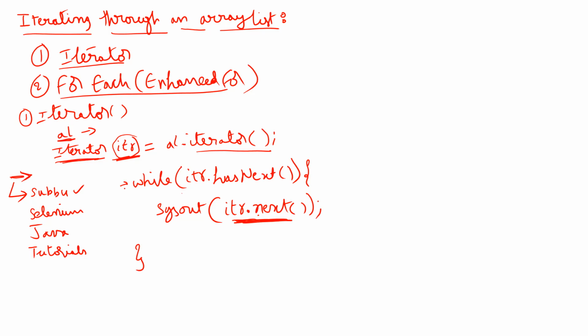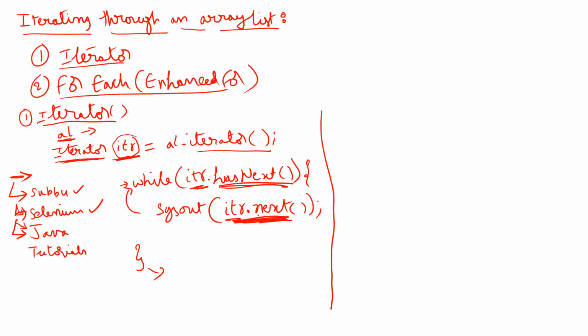Now it goes back again and checks whether this itr has next. That means whether we have a next element or not. So here we have a next element. So this itr.next, it comes directly here and it prints this one. Now it comes back and checks whether itr has next. So we have a next element here. So it comes to the next element using itr.next and it prints this element. Like this, it goes until the end of this list, and whenever it won't find any next element, then it comes out of the loop. So this is how we can use an iterator method to iterate over an ArrayList.